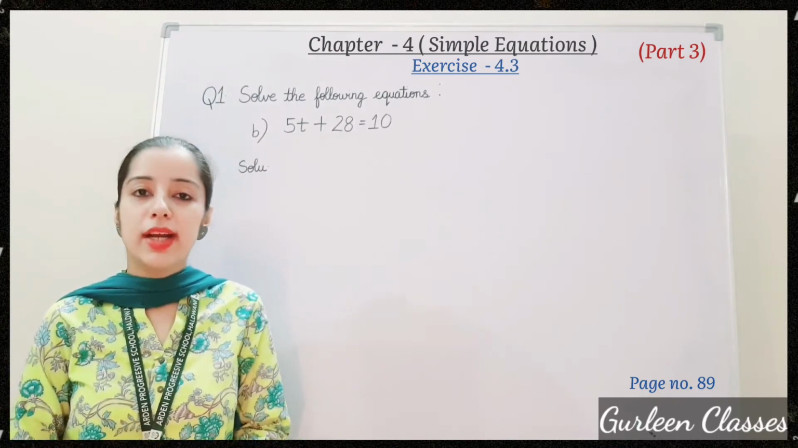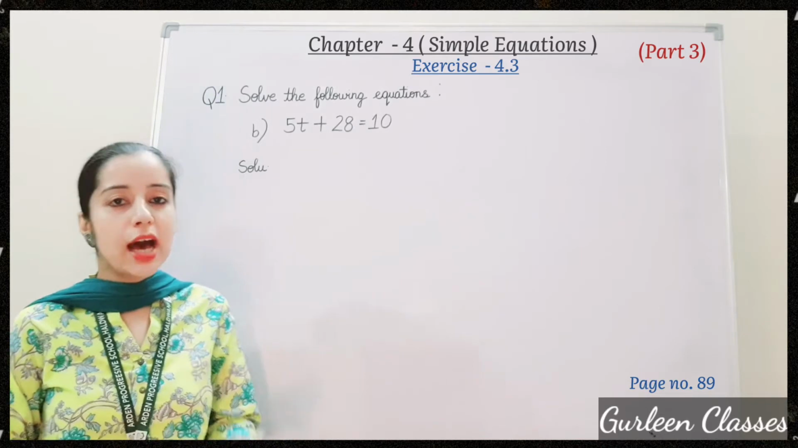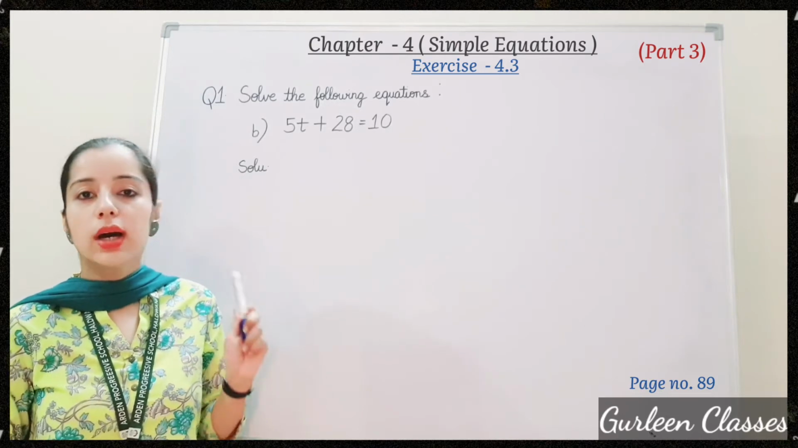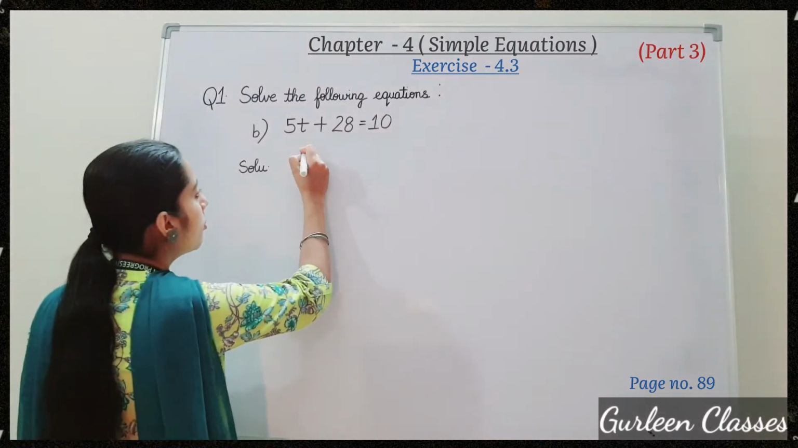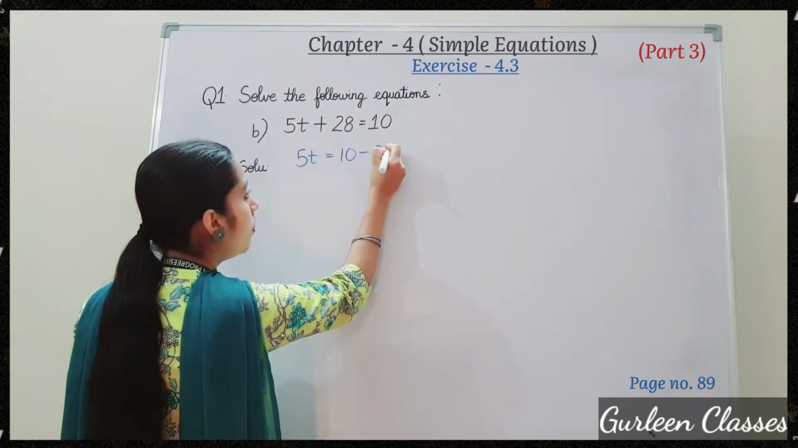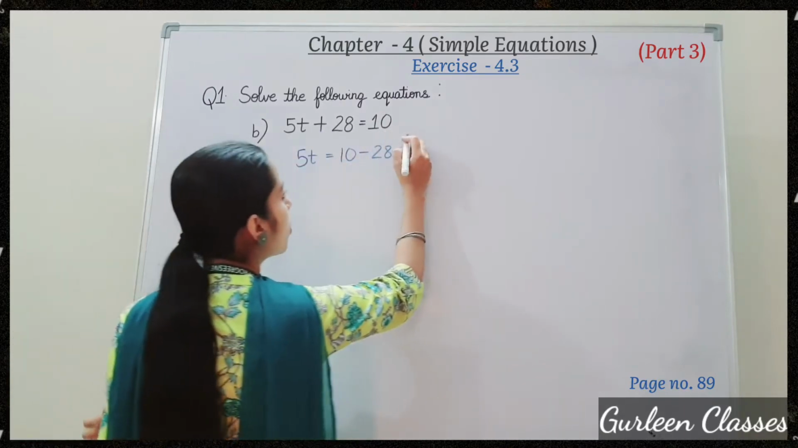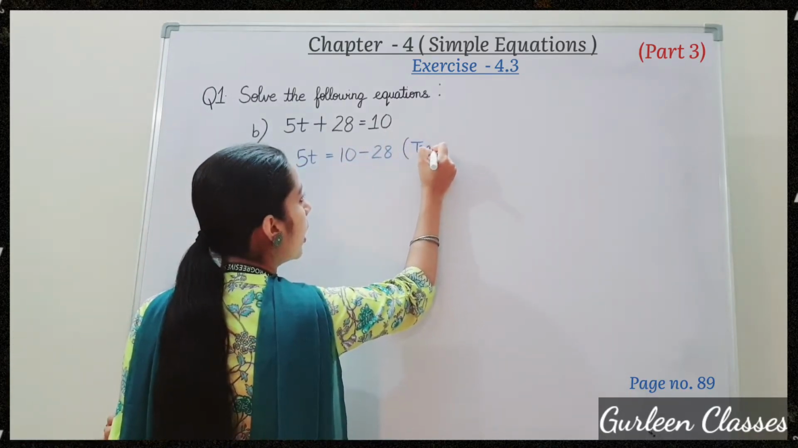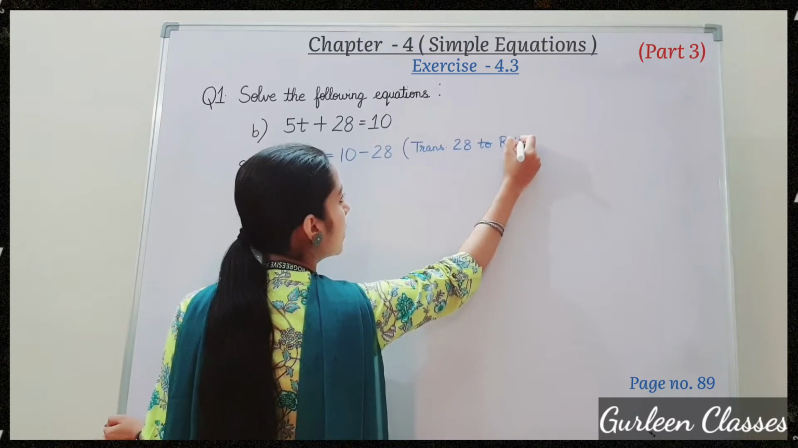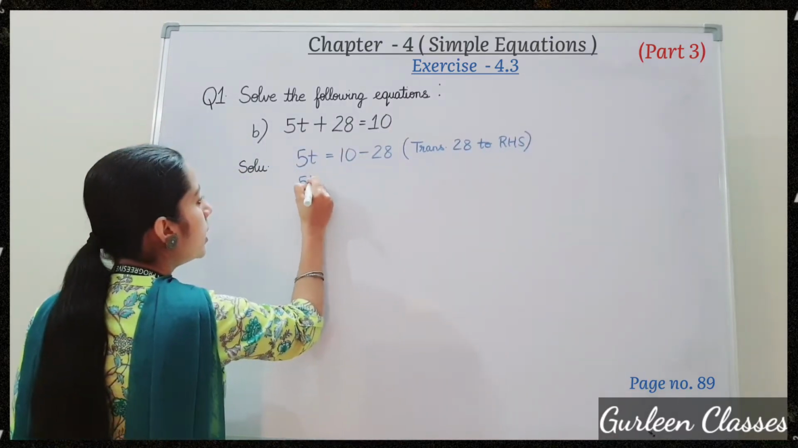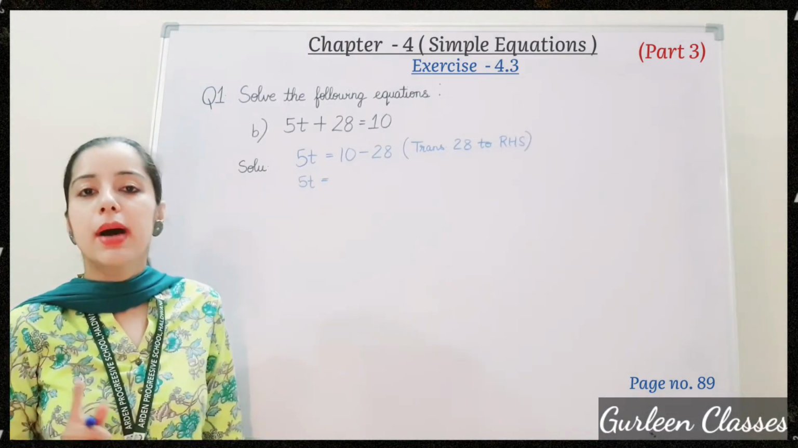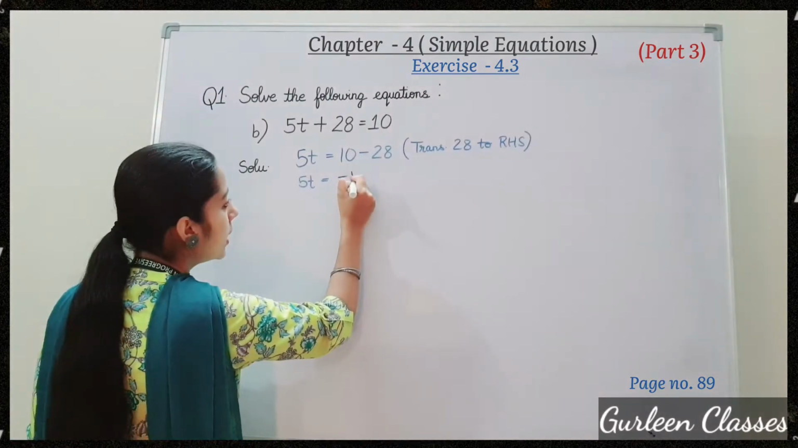Part B: 5t plus 28 is equal to 10. On the LHS we have 5t plus 28 and on the RHS 10. So we will transpose 28 to the RHS. So 5t is equal to 10 minus 28, because 28 was plus, it is going to the RHS, so it will be minus. Transposing 28 to RHS. Now 5t is equal to plus 10 minus 28, and the greater number has the minus sign, so it will be minus 18.